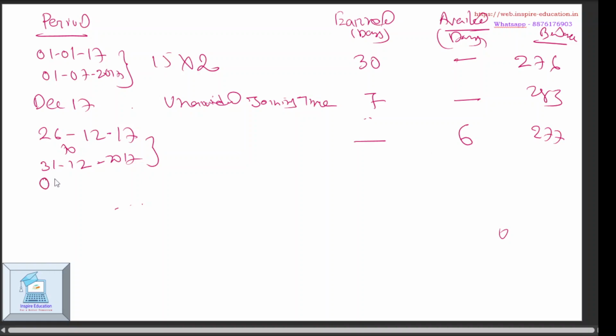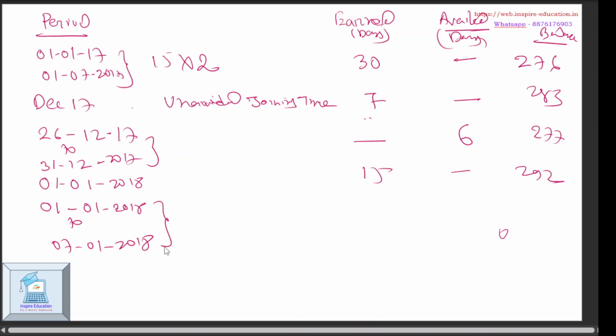Then we'll give him credit. Okay, 1/1/2018, how many days? It will be 15 days. So 15 days, it will be 290 days. Then we'll again write from 1/1/2018 to 7/1/2018. So we have basically split the leave, just because we have to enter this thing.